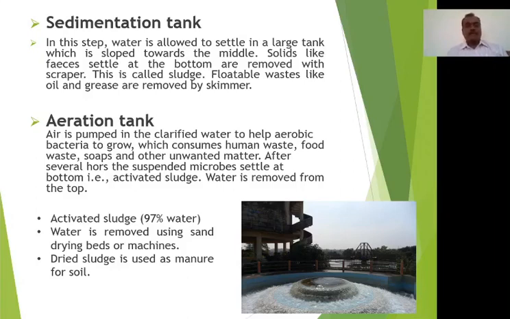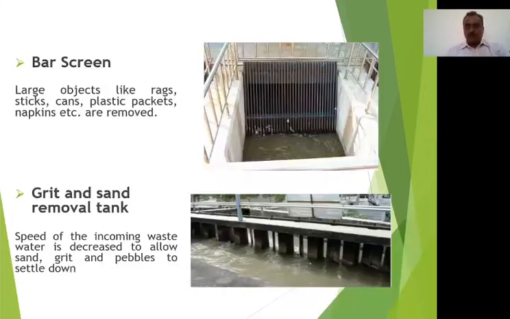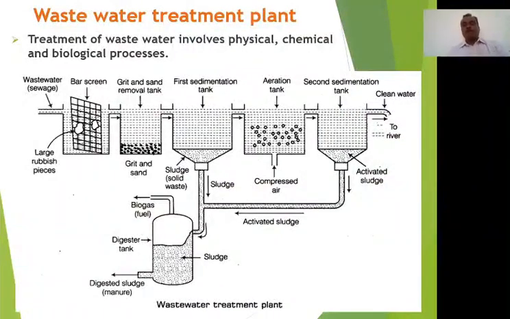Activated sludge contains 97% water, and water is removed using sand drying beds or machines. This dried sludge is used as manure for soil, as you can see in our wastewater treatment plant. Now, as you can see here, activated sludge from the bottom is sent to the sludge digester to convert to biogas and manure.